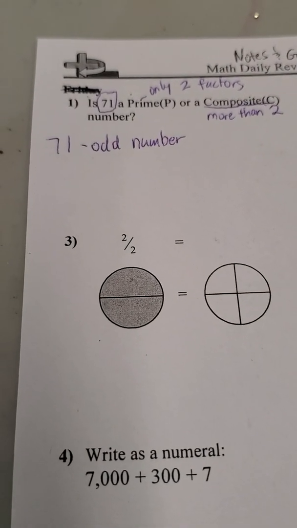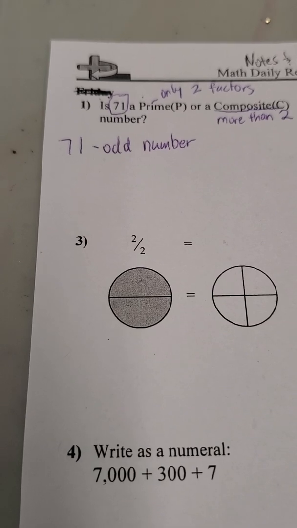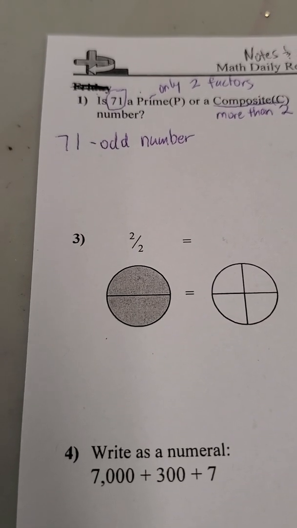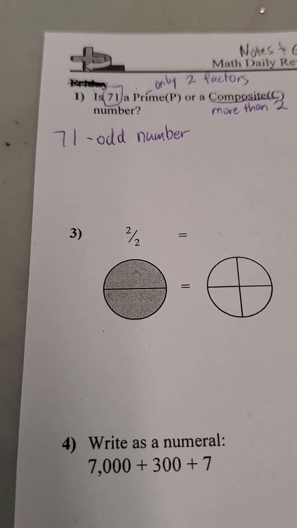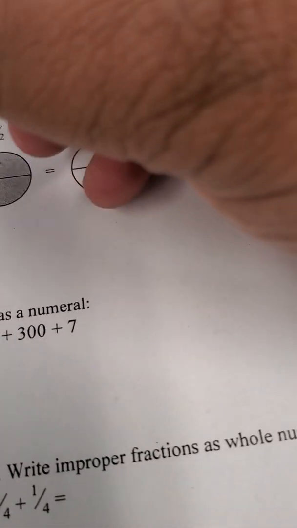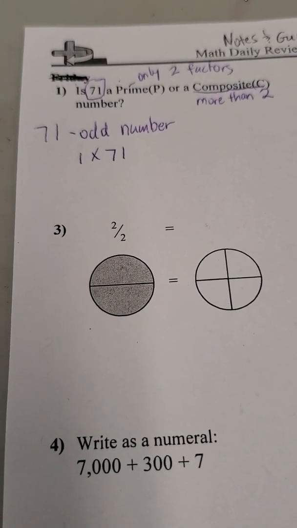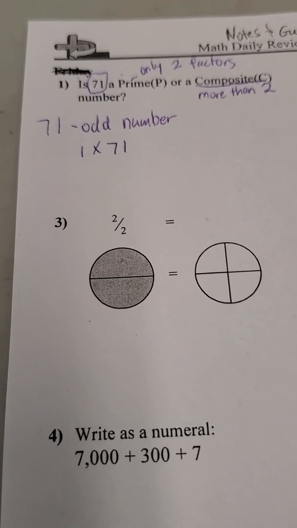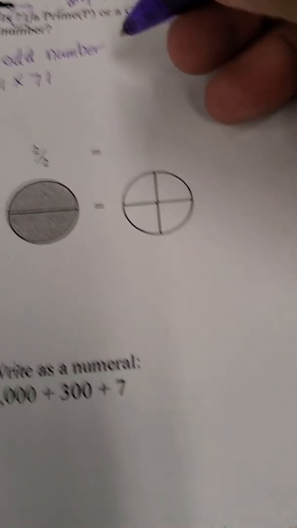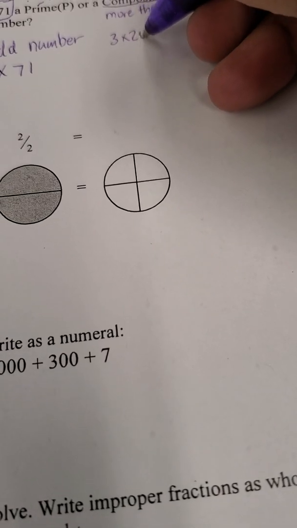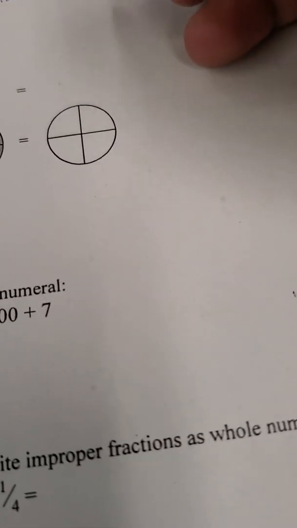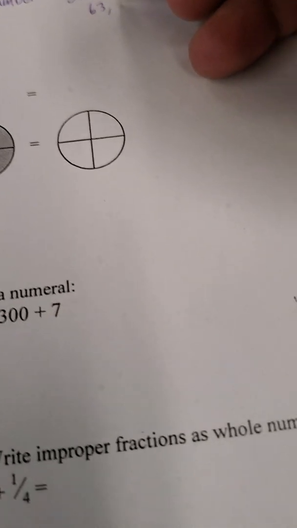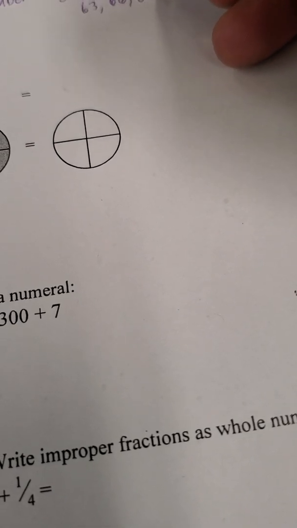What you can do is also use a multiplication chart, and I would do a reverse rainbow. I know 1 times 71 works. The next number I would try is 3. Well, 3 times 20 is 60, and I can count up from there. So I can go 63, 66, 69, 72.